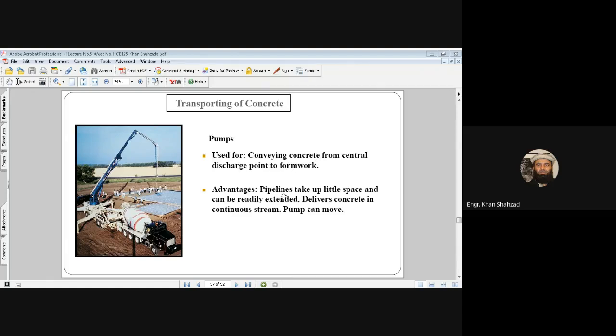Used for conveying concrete from a central discharge point to the formwork. What are the advantages? The pipelines take up little space and can be readily extended. Delivery is complete in a continuous stream and the pump can move. You can move the pumps to here or anywhere. So this is the best way if you are working on a big project.